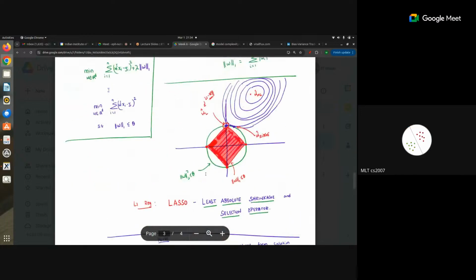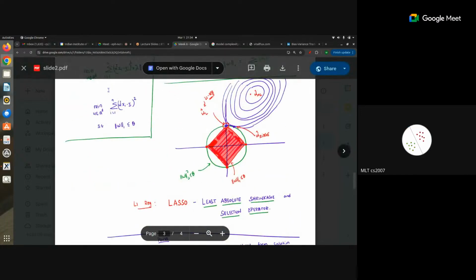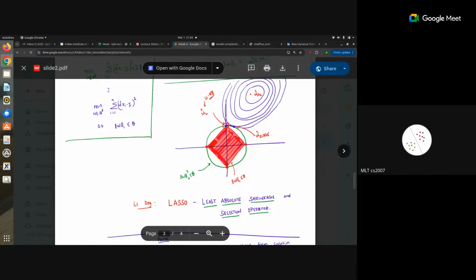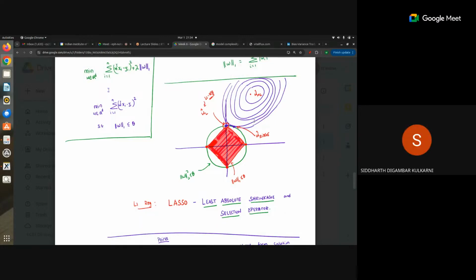And what about the lasso? Sir, W hat ML is the one which gives the least error, right? Yes, it will give you the least error, but we want something which satisfies the second condition also, which is that the norm is less than theta.